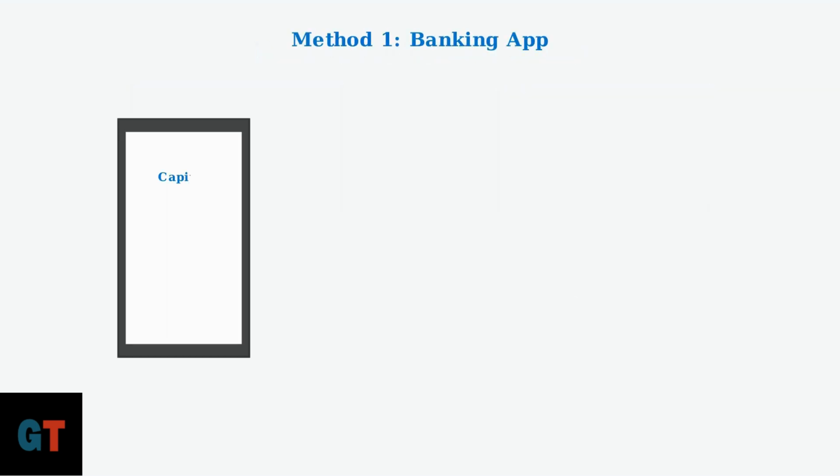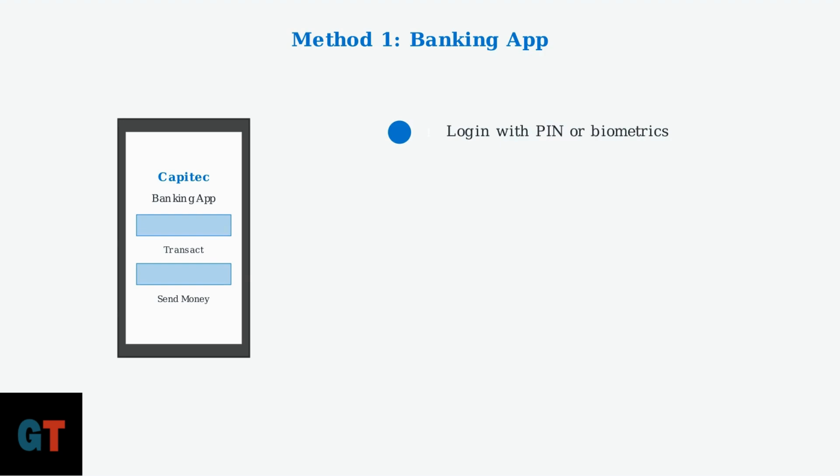The banking app method provides the most comprehensive experience. Start by opening the Capitec banking app and logging in using your PIN or biometric authentication. Navigate to the Transact menu, then select Send Money. This will open the money transfer options where you can choose cell number for transfers using phone numbers.